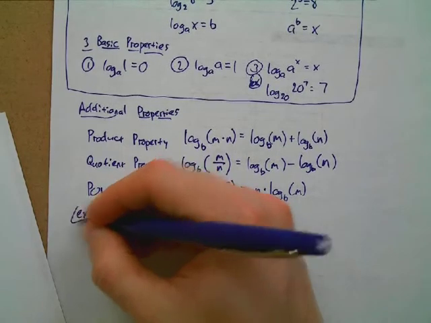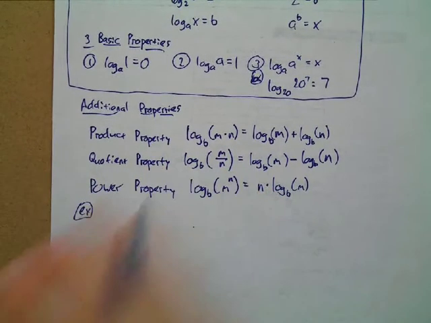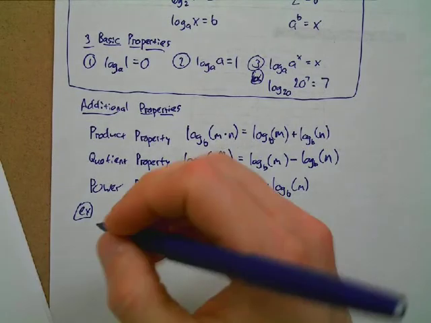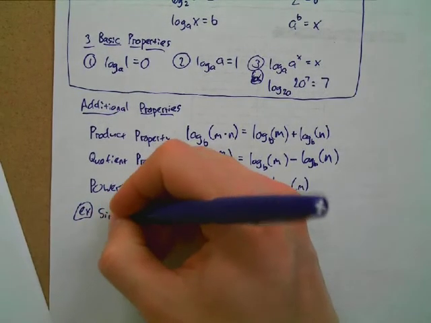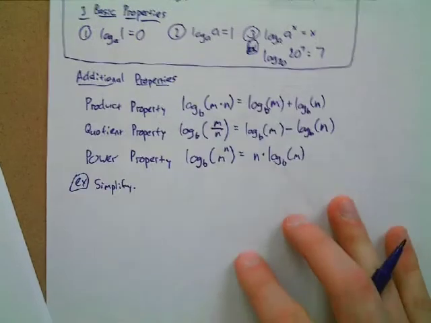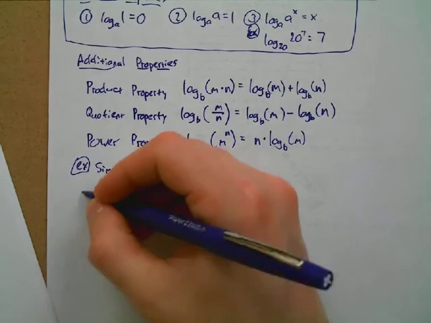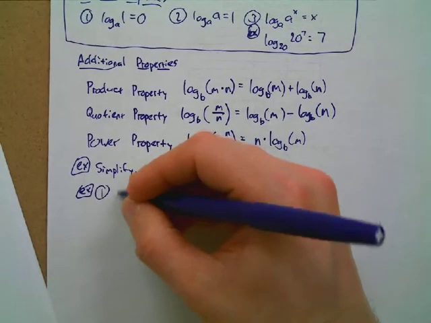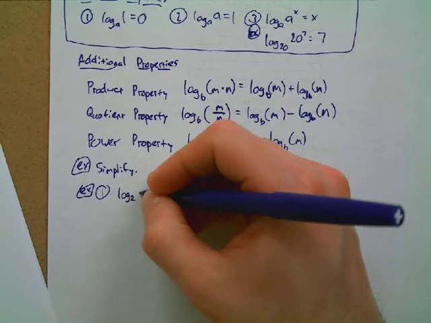Let's use these here. All right. So a couple of different ways we'll use these. For one way, we will simplify. Okay, we'll use them to simplify. I'll do 3 examples here. So number 1, log base 2 of 20.